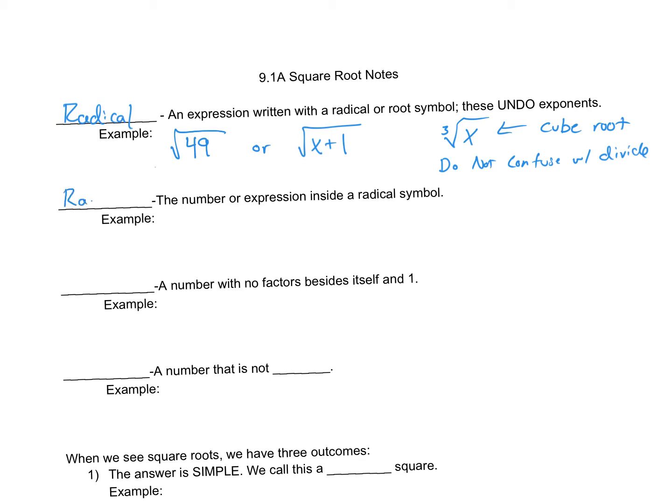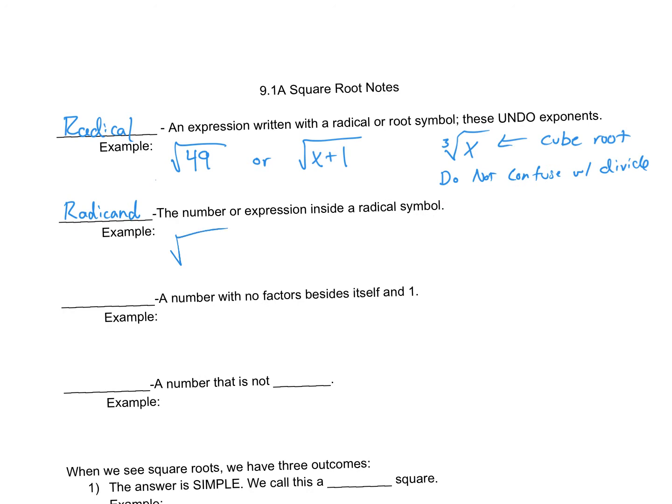The radicand is the number or expression inside. So the radical is the little symbol outside. The radicand is what is inside. So here, the radicand is that 49. It's whatever's underneath the square root. So of this, the radicand would be the x plus 1.